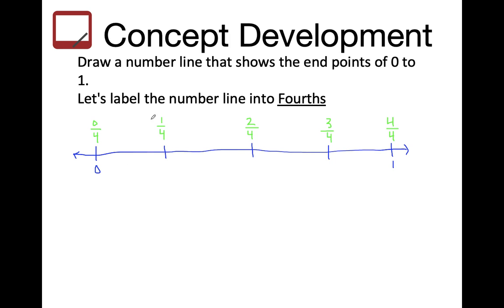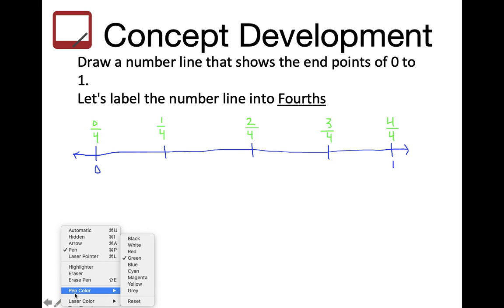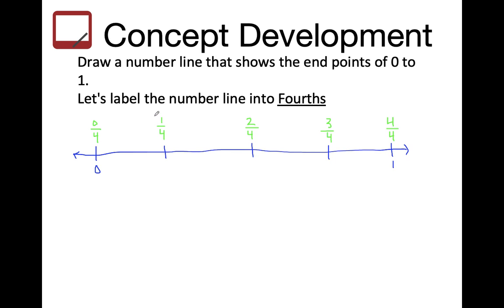Okay, so we have 0/4, 1/4, 2/4, 3/4, and 4/4. Which fraction is the closest fraction to 0? What fraction is the closest fraction to 0? And it's not 0/4 because 0/4 is 0. So which one is the closest one to 0? If you said that 1/4 is the closest one, you are correct.